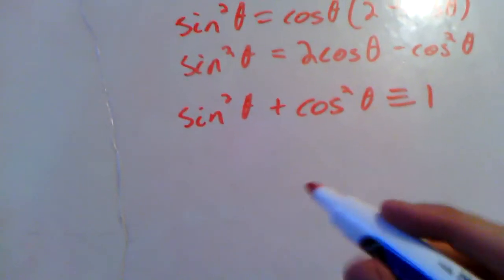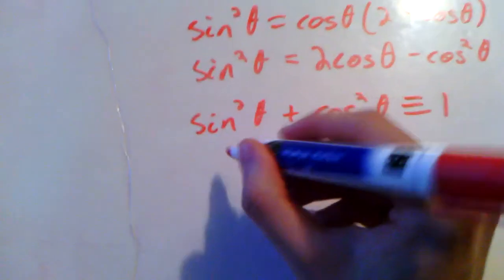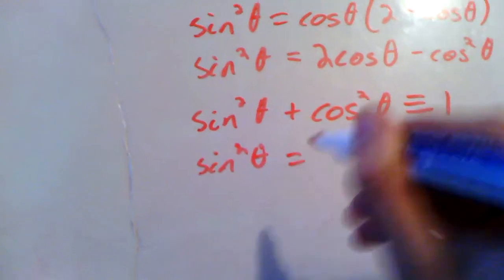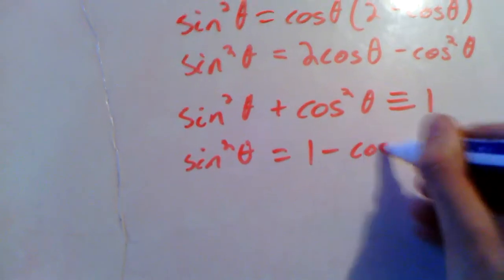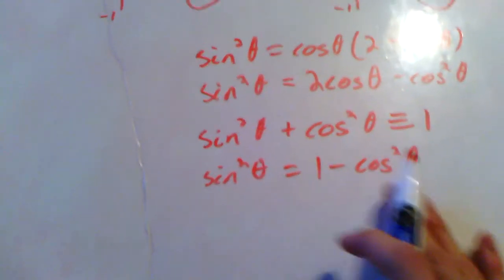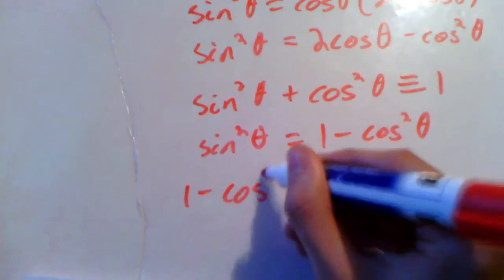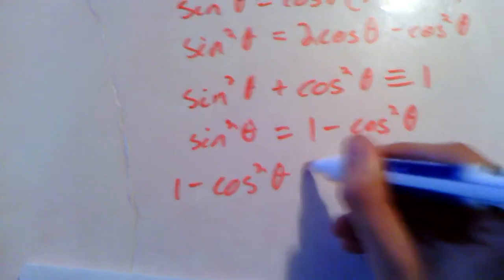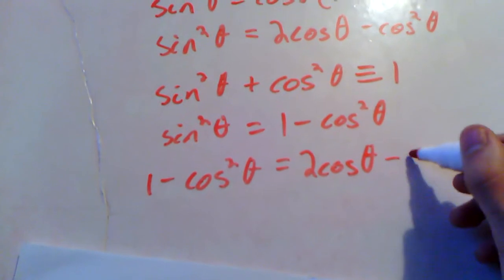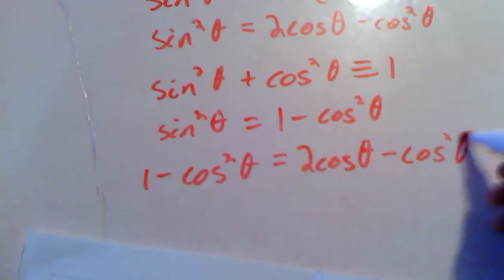Right? So, if we rearrange that to make sine squared theta the subject, we can say that sine squared theta equals 1 minus cos squared theta. So that means whenever we see sine squared theta here, we can replace it with 1 minus cos squared theta. Let's do exactly that. So we now say that 1 minus cos squared theta equals 2 cos theta minus cos squared theta.